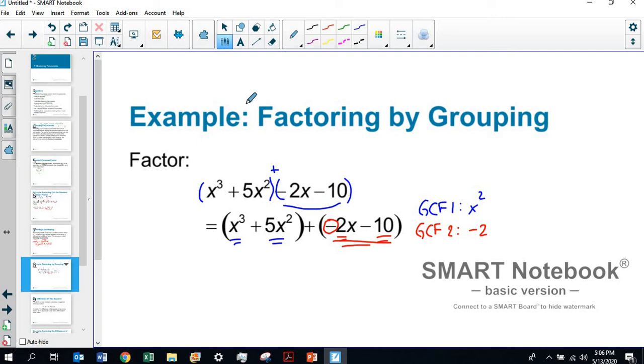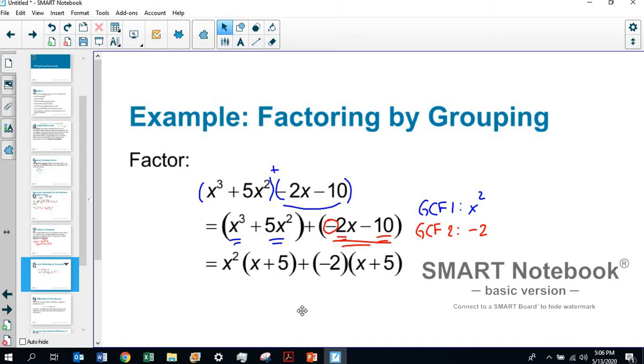Okay? So I want to factor out x squared from the first group. I'm going to factor out negative 2 from the second group. All right? There's what I get. X squared times x is x cubed. 5x squared divided by x squared is 5. Factor out the negative 2. Negative 2x divided by negative 2 is x. Negative 10 divided by negative 2 is positive 5. Make sure you keep the sign straight.